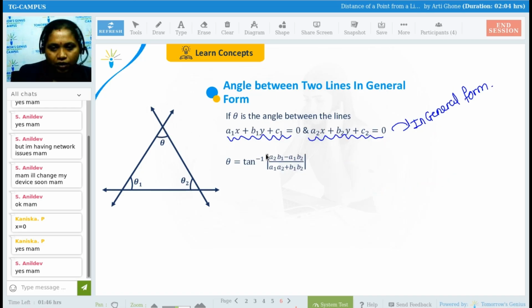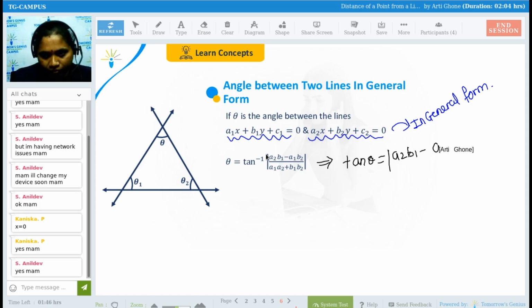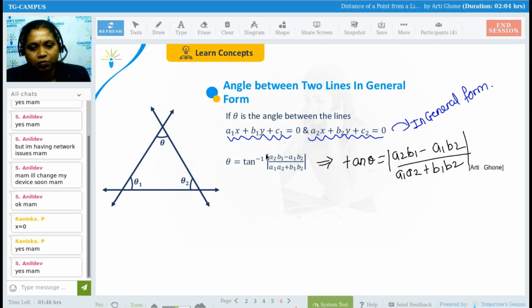Similarly, if the angle between the lines in terms of the general equation is asked, you can directly write down tan theta is equal to mod of a2b1 minus a1b2 upon a1a2 plus b1b2. Now quickly tell me the angle between the lines. I'll give the question.